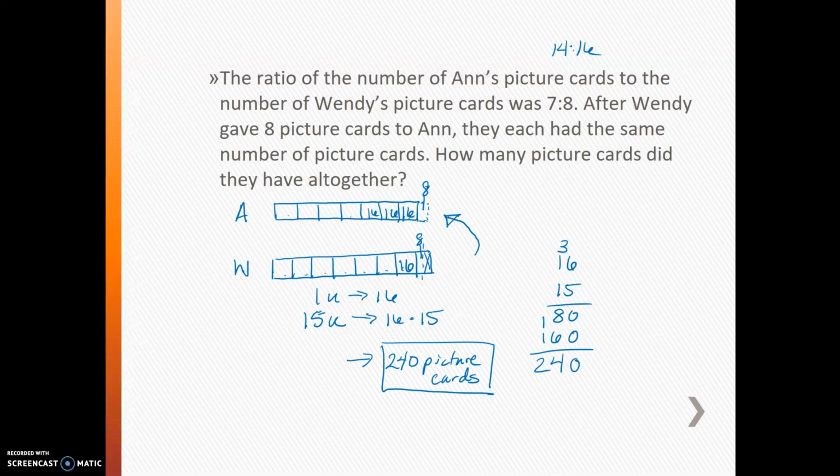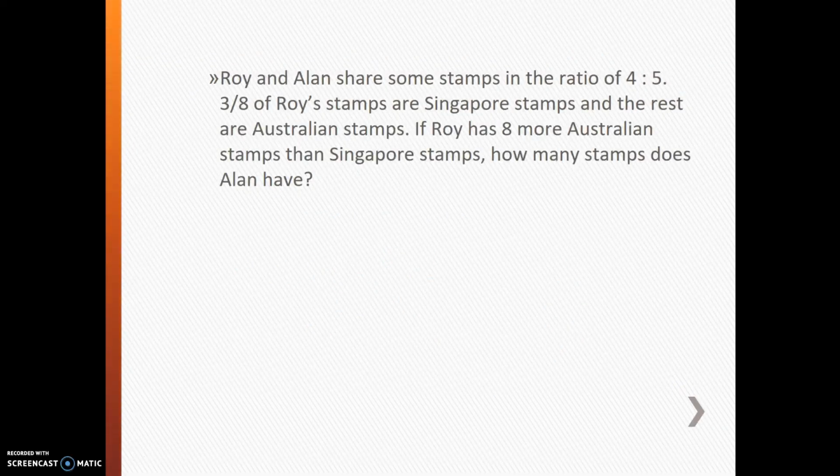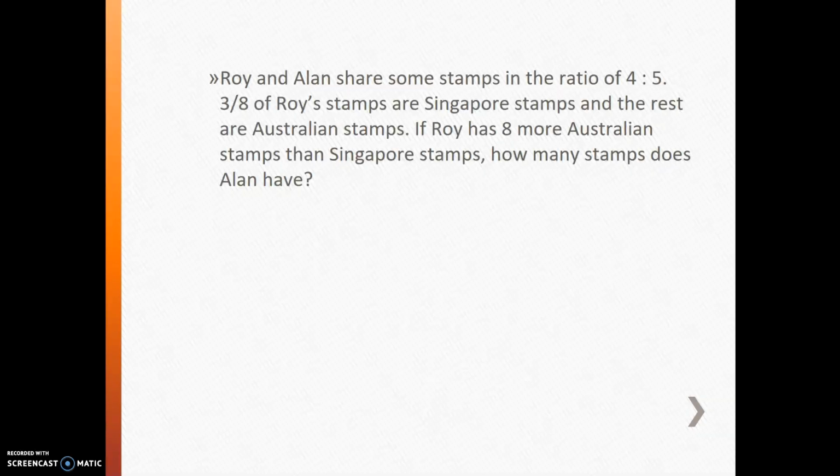Okay. Okay, one more. Actually, we have a lot more, but all right. Roy and Alan share some stamps in the ratio of 4 to 5. 3/8 of Roy's stamps are Singapore stamps, and the rest are Australian stamps. If Roy has 8 more Australian stamps than Singapore stamps, how many stamps does Alan have?